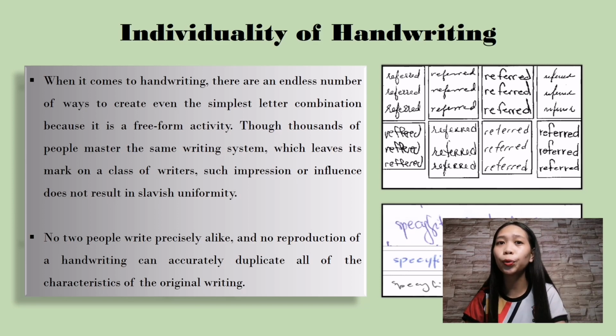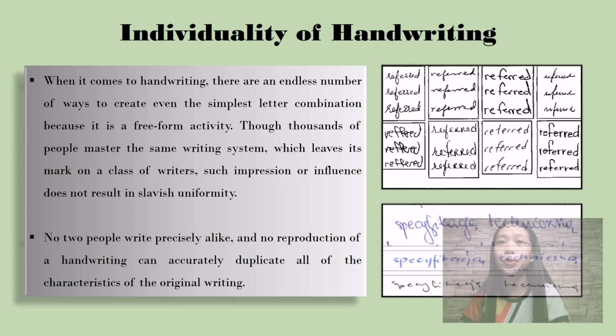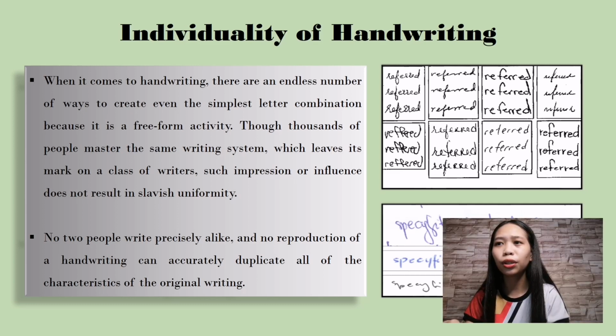So, no two people are precisely alike, and no reproduction of a handwriting can accurately duplicate all of the characteristics of the original writing. Even within the same paper, a person's handwriting will vary slightly due to the fact that no one can write like a machine. For example, if a person signs a page of signatures, each one will be somewhat different if you examine it.